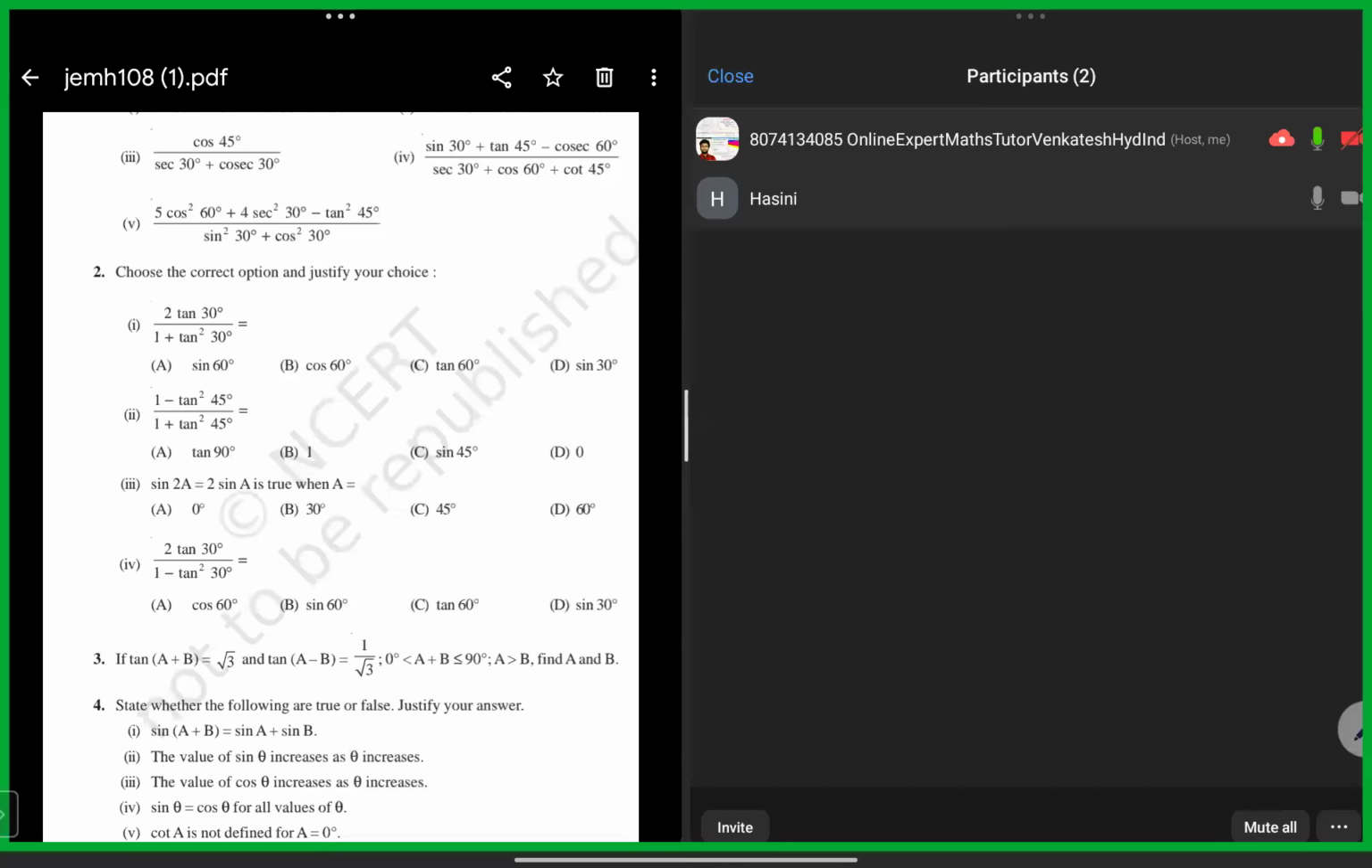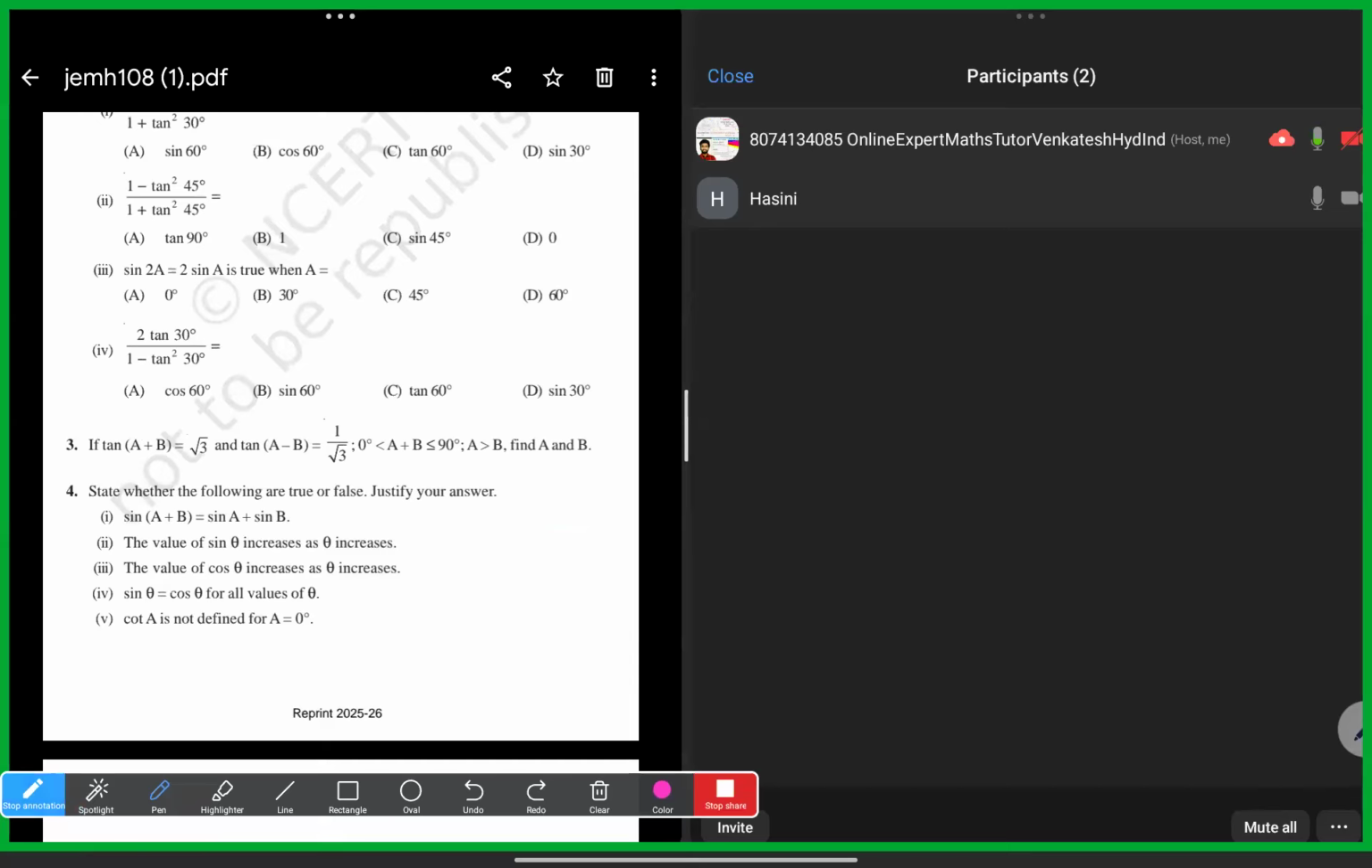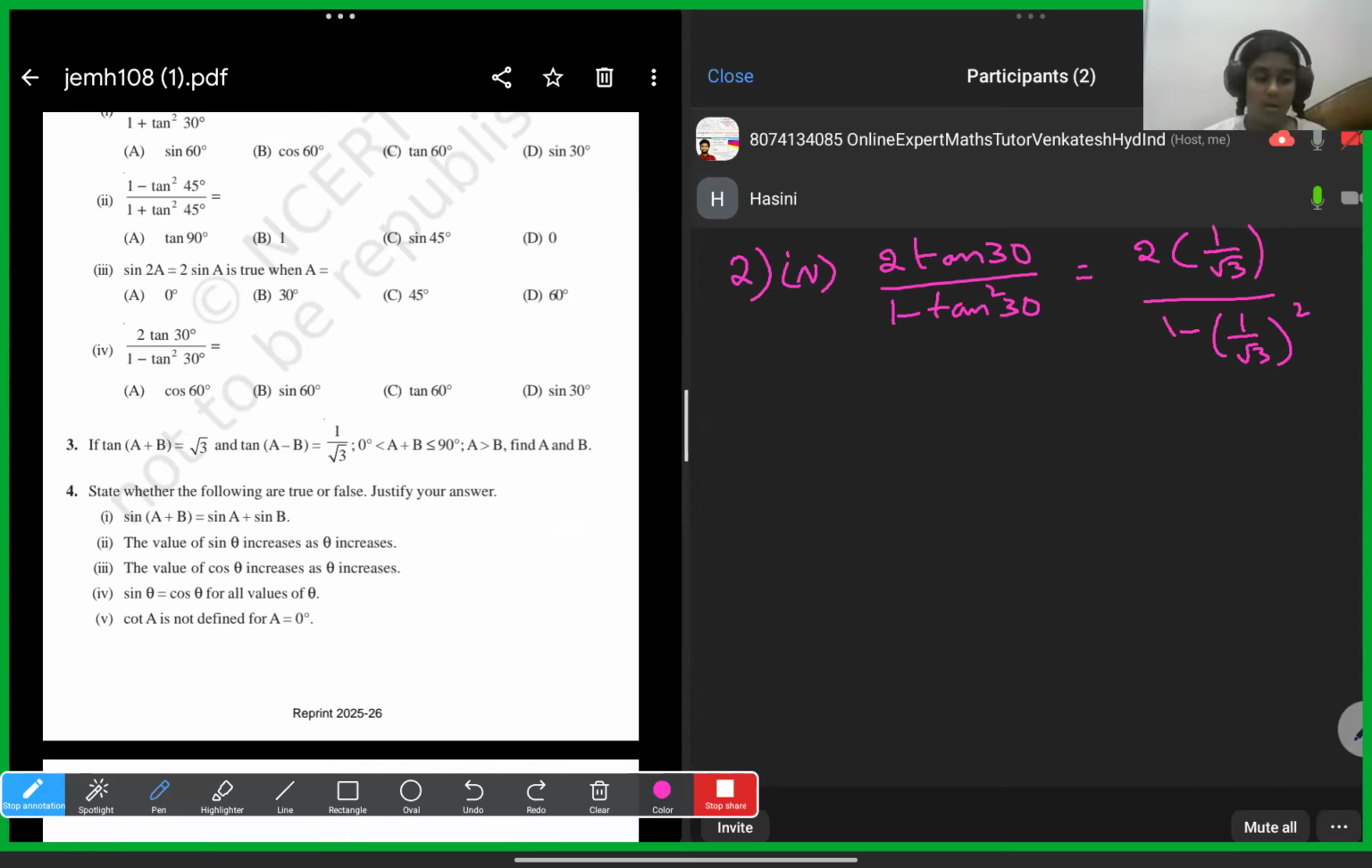Here they gave 2 tan 30. Second question, fourth bit has me 2 tan 30 by so 2 tan 30 is 1 by root 3. Okay. Any doubt, Hasni? No, sir. We just substituted the tan 30 value 1 by root 3, Hasni.